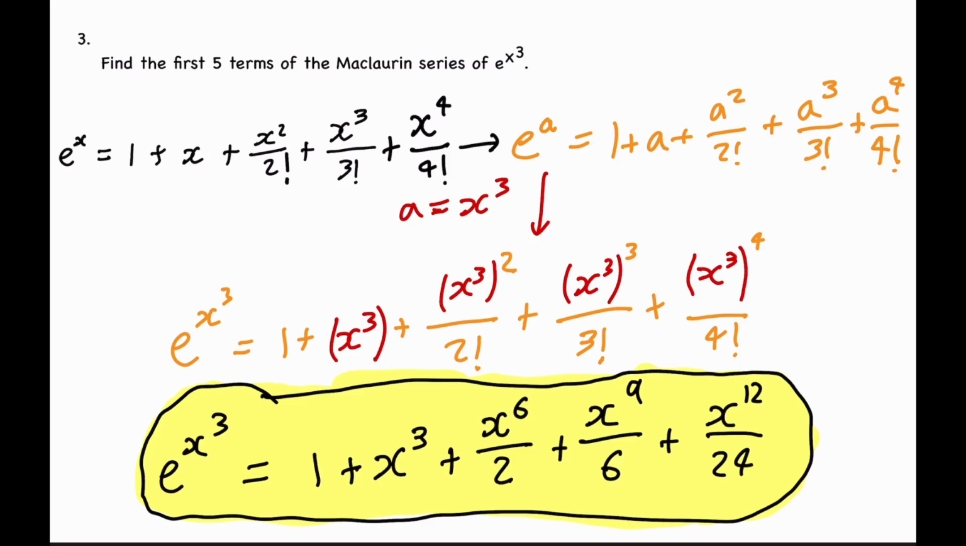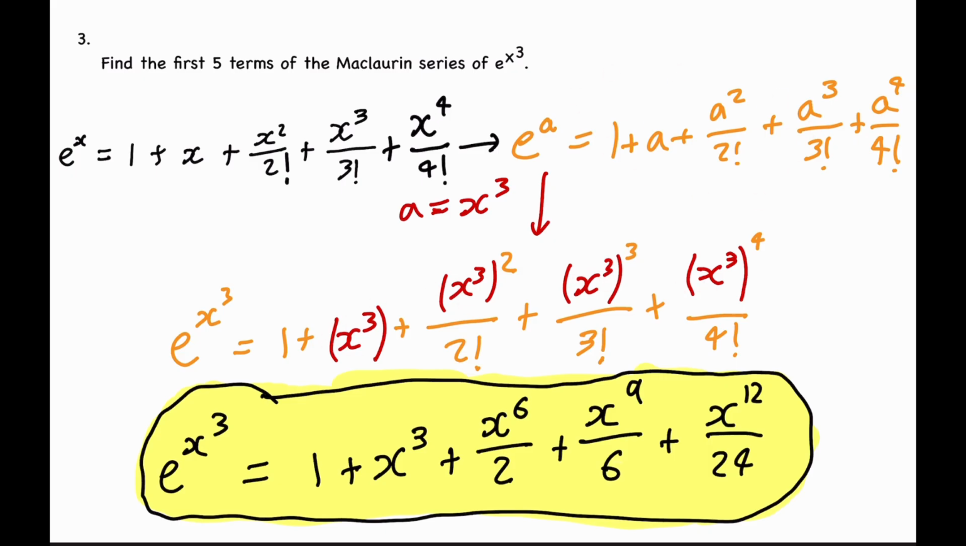So 1 plus a plus a squared over 2 factorial, a cubed over 3 factorial, a to the power of 4 over 4 factorial. And because we want the first 5 terms, this is enough. And if we substitute our a as x cubed, we'll just use the same formula and plug in x cubed into each one of them.